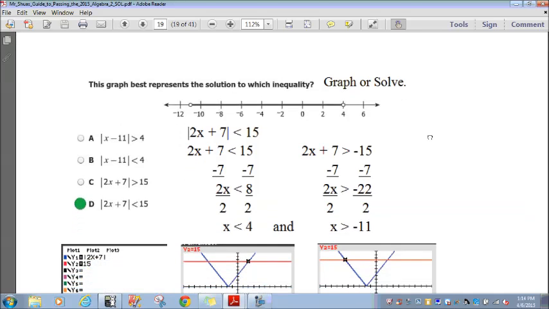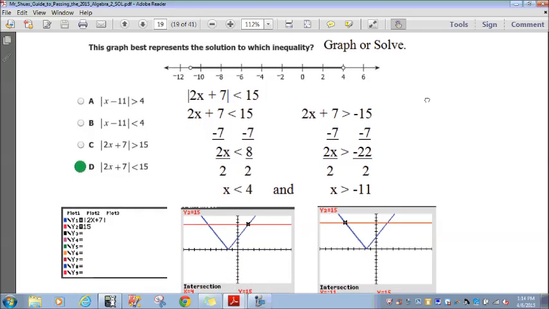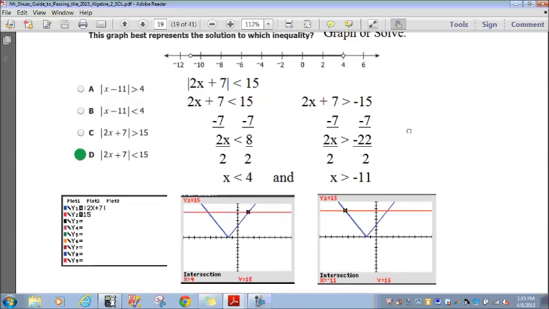Okay, this graph best represents the solution to which inequality? Graph or solve, because you can find the answer either by graphing or by solving. And I went ahead and tested them all out in advance and found that answer D is the one that actually satisfies the inequality. First, let's look at it by solving it by hand.